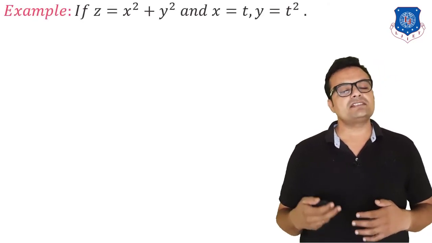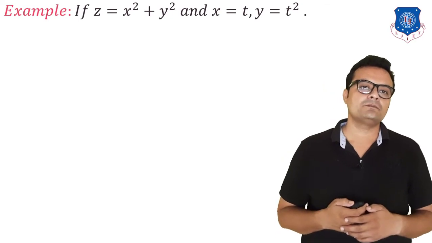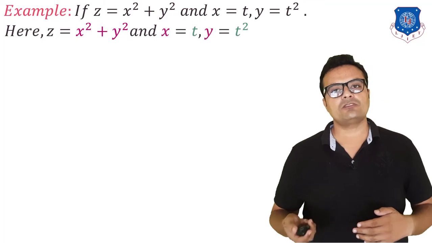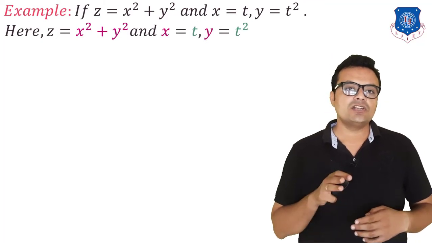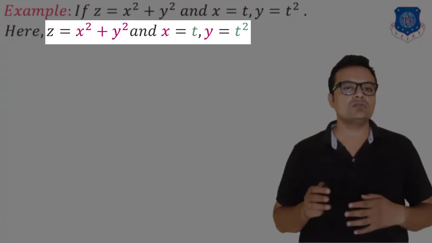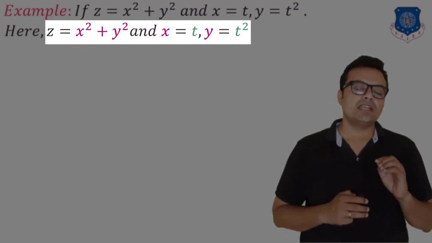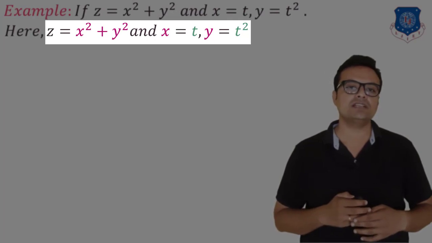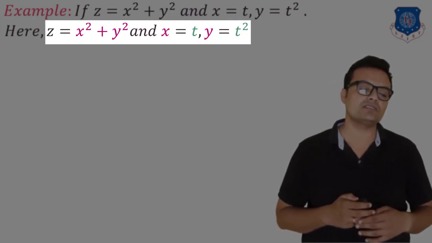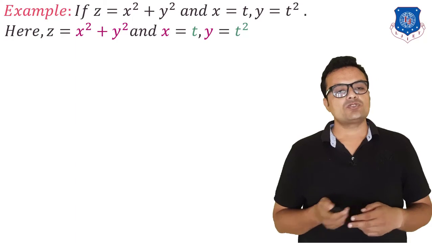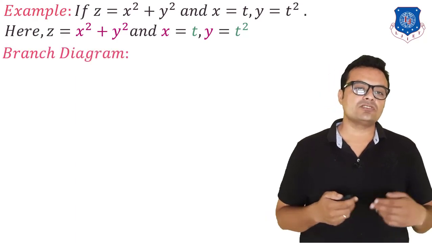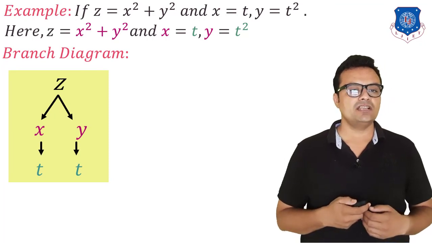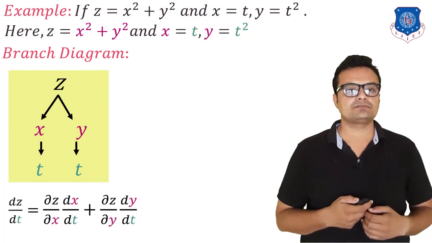Now to understand this, let us consider one example. So z is given by x square plus y square, x is equal to t, y equal to t square. You can look clearly here, I am using color nodes: purple to represent intermediate variables, and green for the free variable, which is t. So the branch diagram in this case is also exactly the same. z is depending on x and y, and x and y are depending on t, and this was our formula.